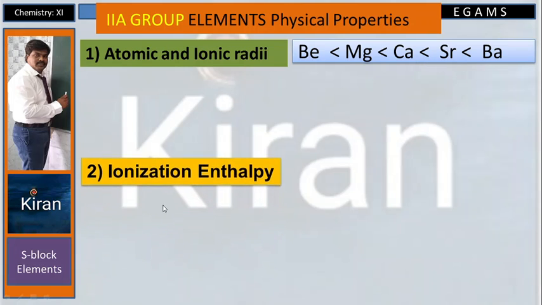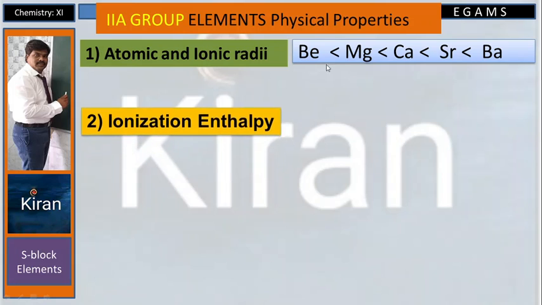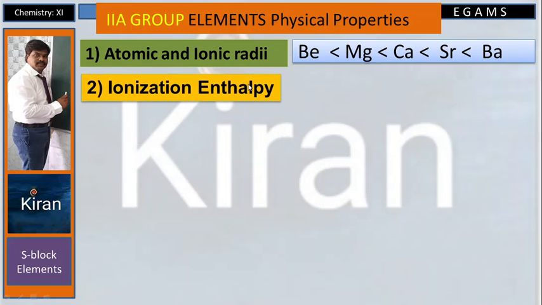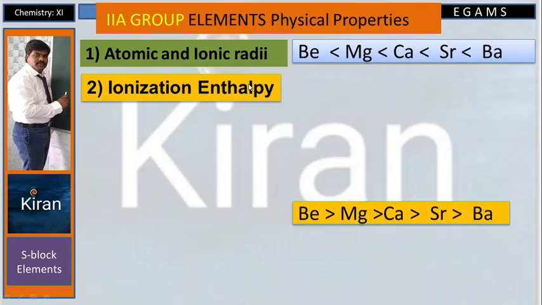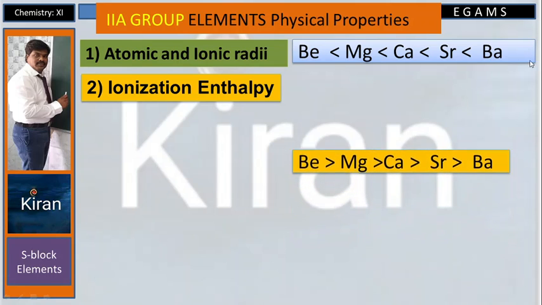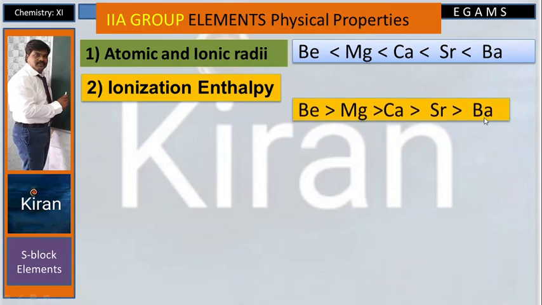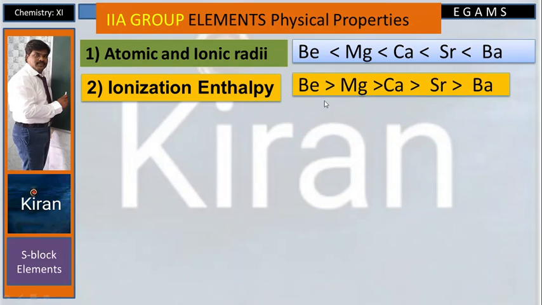The second one is ionization enthalpy. Atomic radius and ionization enthalpy are inversely proportional. So as the atomic radius increases, ionization enthalpy values decrease. The larger the atom, the lower the ionization potential; the smaller the atom, the higher the ionization potential.